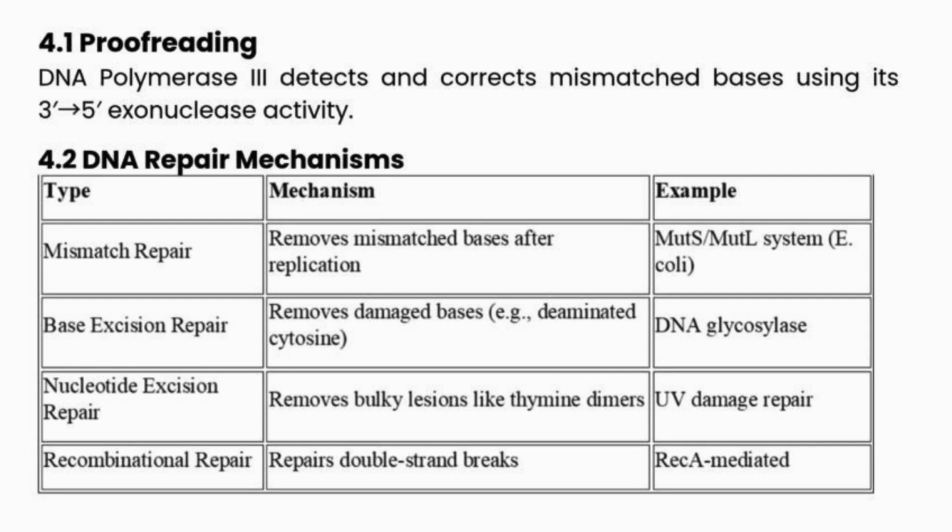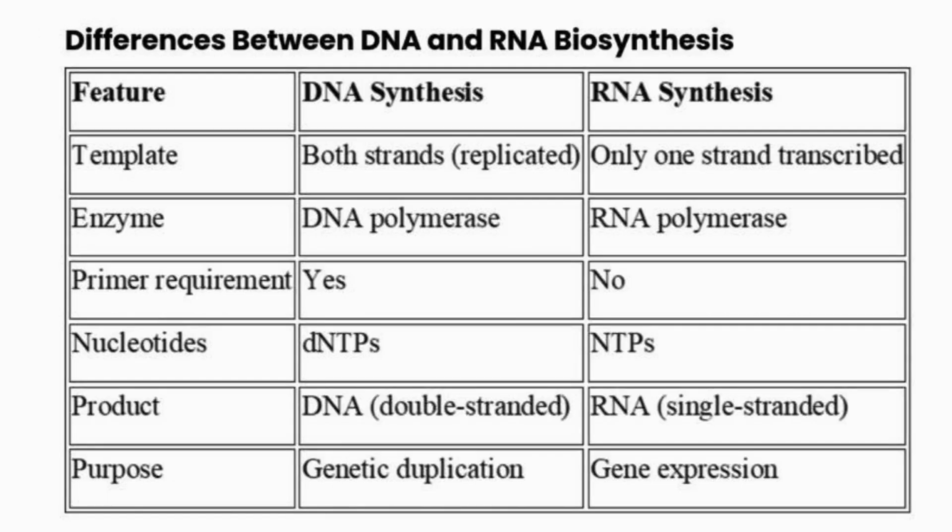DNA repair mechanisms. Mismatch repair removes mismatched bases after replication, for example the MutS, MutL system in E. coli. Base excision repair removes damaged bases, for example deaminated cytosine, using DNA glycosylase. Nucleotide excision repair removes bulky lesions like thymine dimers, as in UV damage repair. Recombinational repair repairs double-strand breaks.